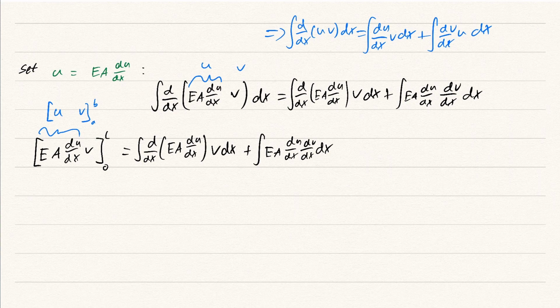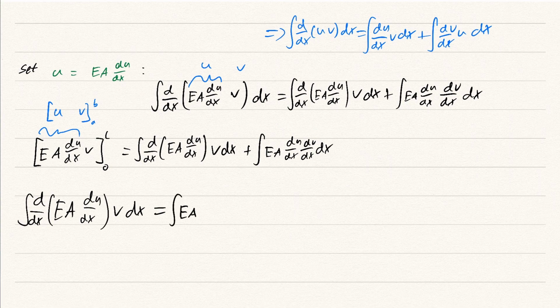So we will end up with the integral of d/dx of EA du/dx times v dx equal to this term here, the integral of EA du/dx dv/dx dx, and then minus EA du/dx times v from 0 to L.